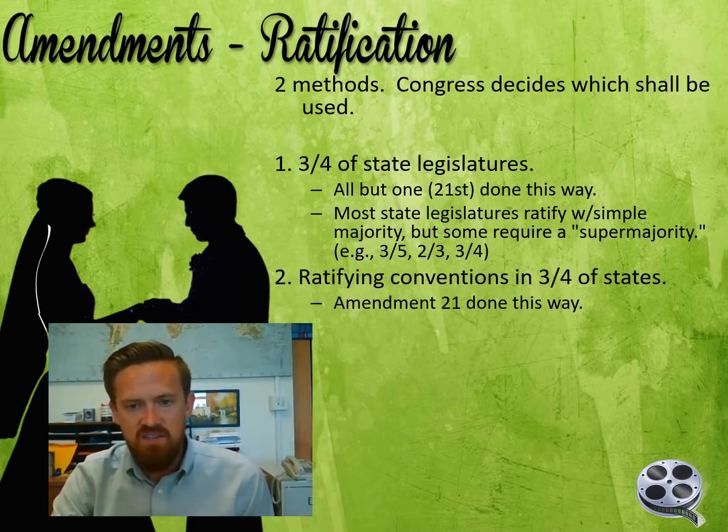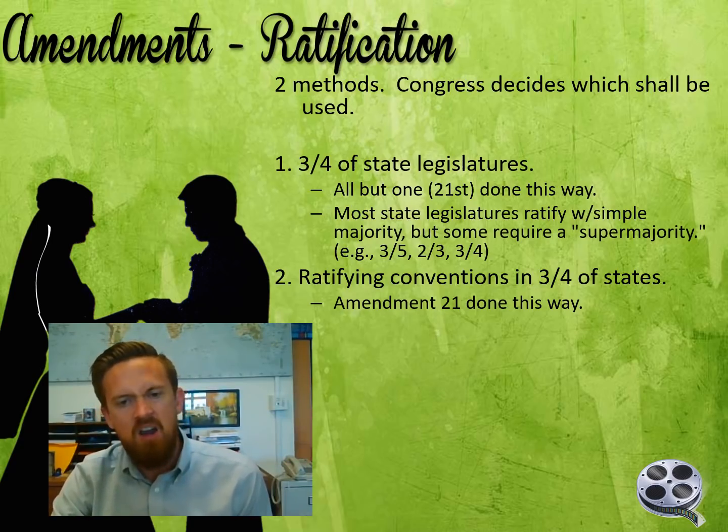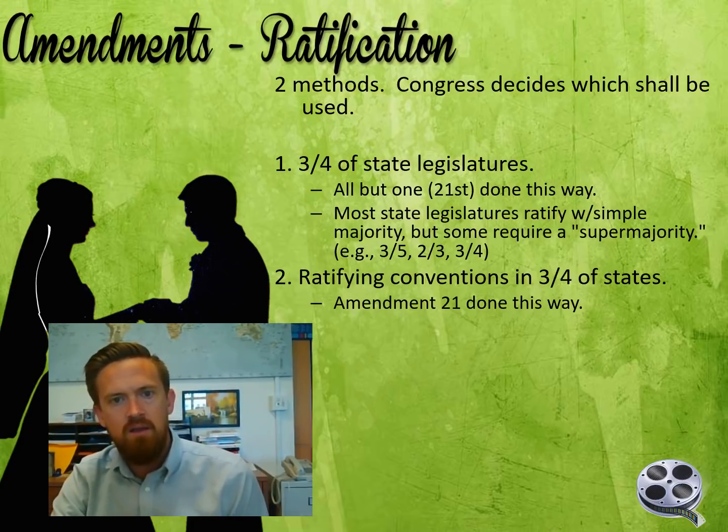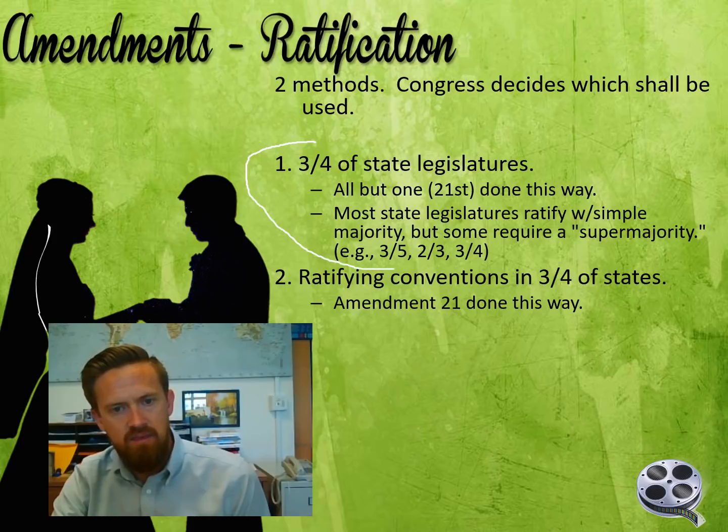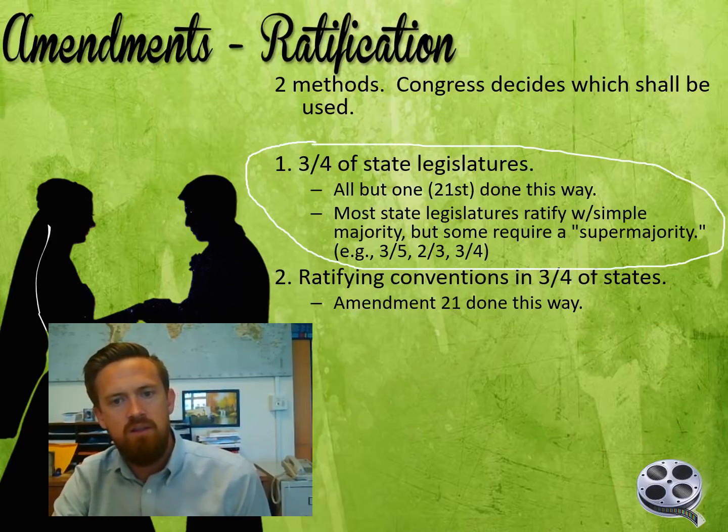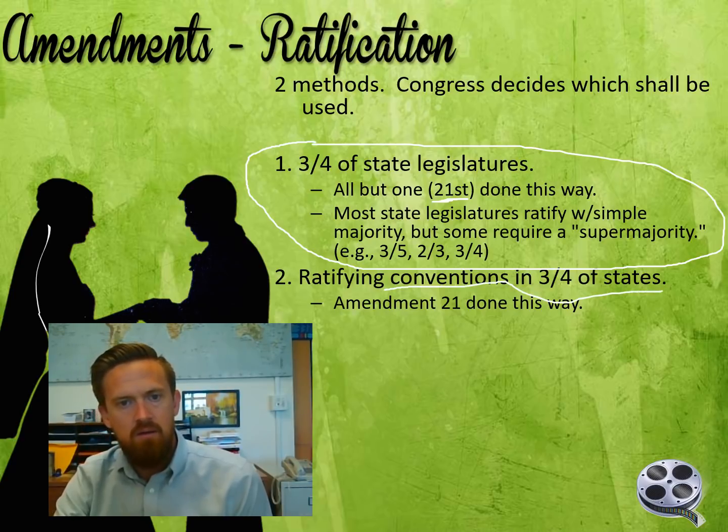So this slide just explains the bottom of that flowchart that I was just drawing. And as I said, this is the way that it's been done almost all the time. Okay, you need 38 states to vote yes. The only amendment that wasn't done this way was the one that brought back drinking.